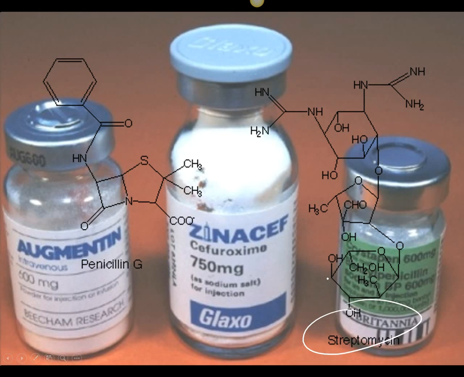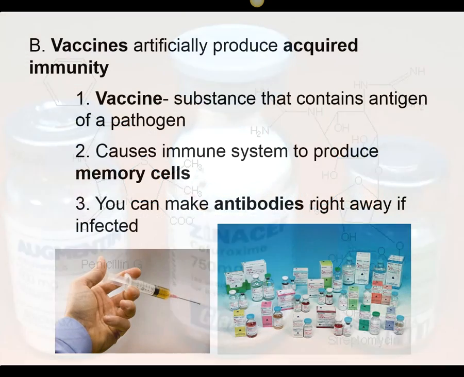Streptomycin, another type of antibiotic. Streptomycin will get into the bacteria and prevent it from making proteins. It blocks protein synthesis. If a bacteria cell can't make proteins, it's going to die. So that's one way. So there's different categories of antibiotics.